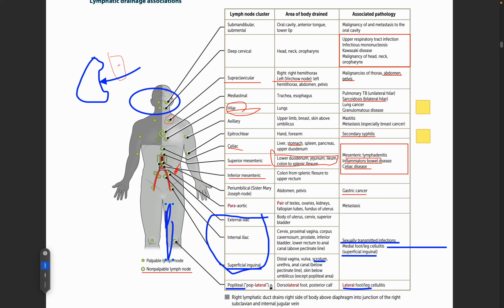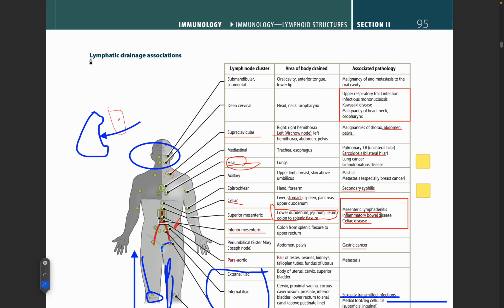But the popliteal nodes, which are the lymph nodes just above and around your knee, drain the cellulitis on the lateral side of the foot or leg. Did you get my point? Whenever cellulitis happens on this side of the body, it will go towards these lymph nodes. But whenever cellulitis happens here on the medial side of the body, it will go upwards to the superficial inguinal lymph node.